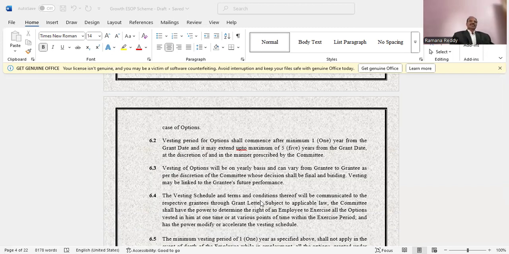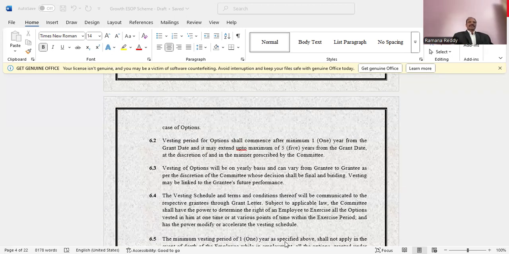I'll give you an example. Suppose the company is giving 1,000 options to an employee. Say it is 4 years, so 25% every year. First year 25%: 250 options he can exercise, which will be converted into shares. Another 250 in the next year, similarly. So the vesting schedule and the terms and conditions thereof will be communicated to the respective grantee through the grant letter, subject to applicable law.